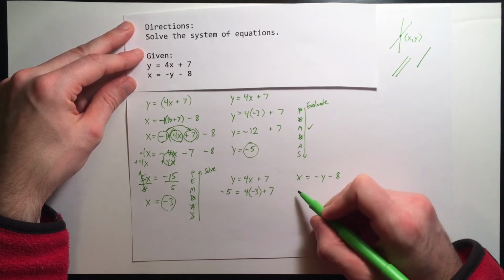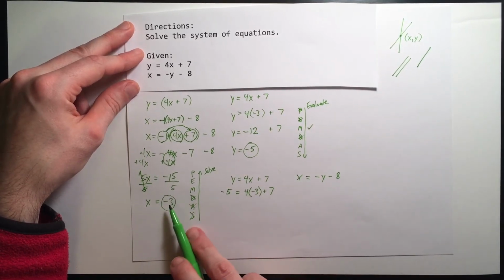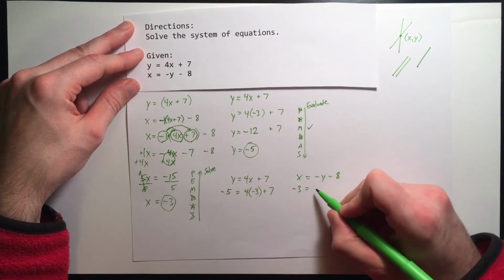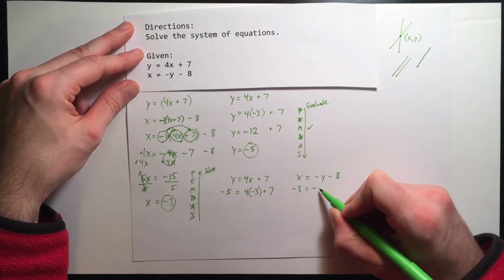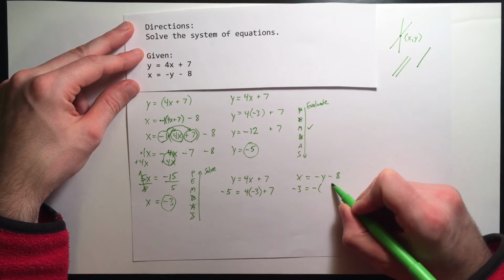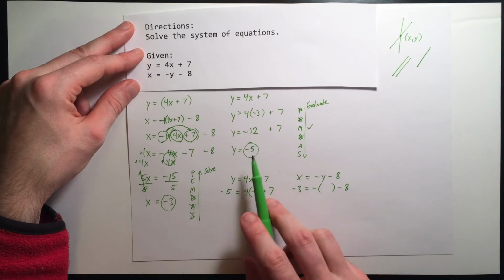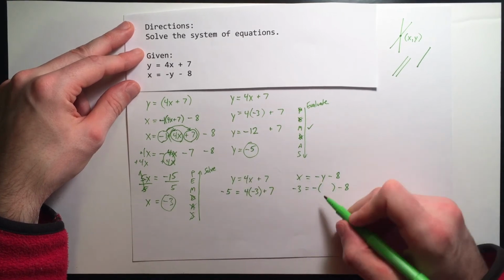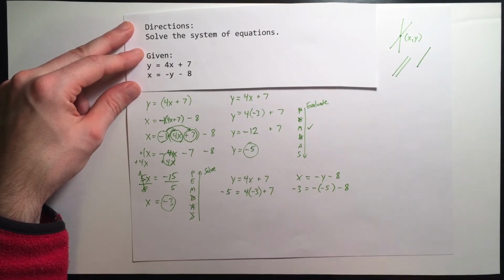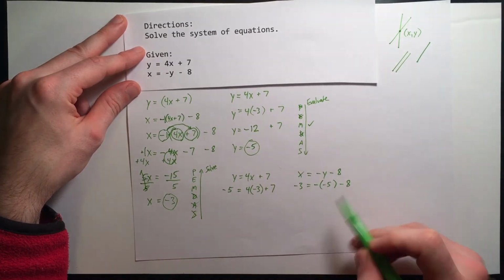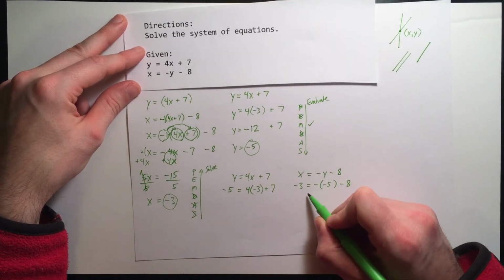Again, be careful when you plug in or substitute. So negative 3 in for x equals, and here's where you got to be especially careful, that's a negative parentheses where the y was, and then you take the negative 5 and put that inside the parentheses. So now we've got negative 3 equals the answer to this, which we haven't worked out yet.